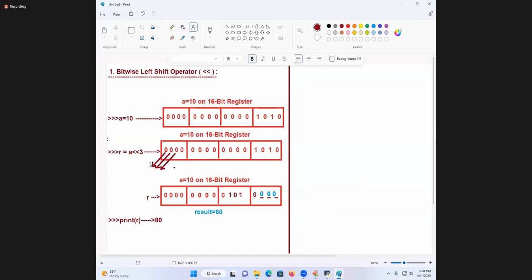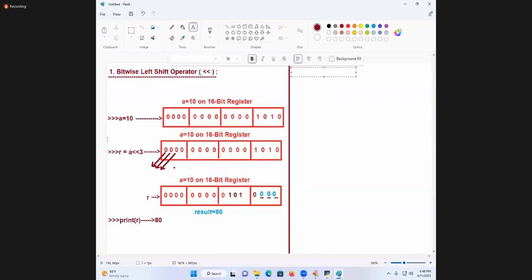Now I am explaining the formula today. If you go for a written test, how to answer it so quickly. Let us go to the Python environment now. A is equal to 10. R is equal to A double less than 3. Print R. What is the answer? 80.